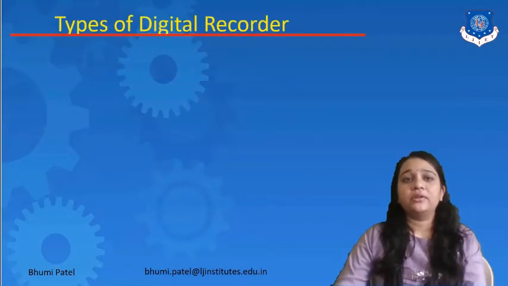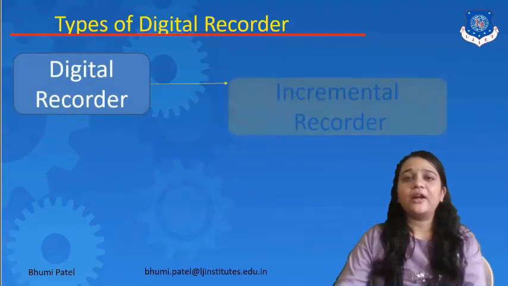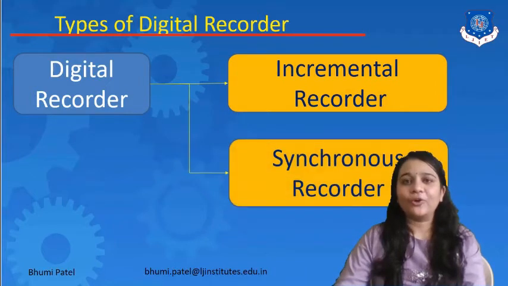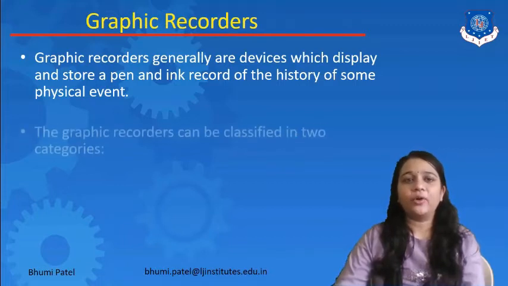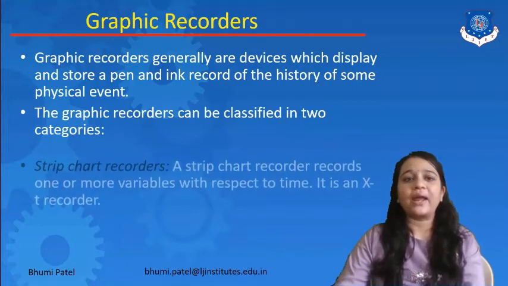Now, types of digital recorder. Digital recorders are generally of two types: the incremental recorder and the synchronous recorder. So first of all, what is a graphic recorder? Graphic recorders are devices which display and store a pen and ink record of the history of some physical event.